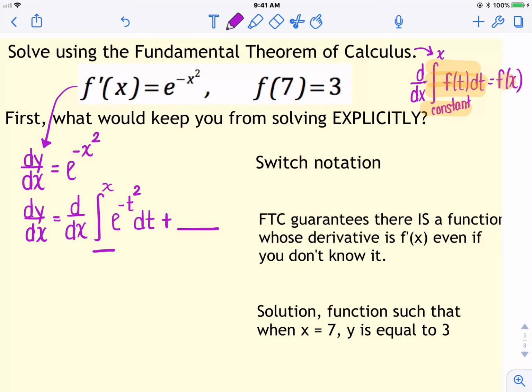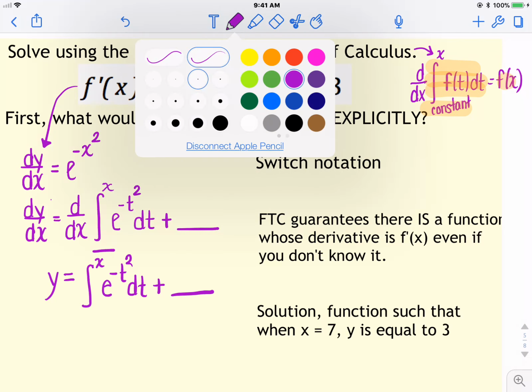So since we're looking at whose derivative this is, we're going to say, okay, if this was the derivative, then the y function was, again, both sides have a derivative in that sense. The y function was this integral from something to x of e to the negative t squared dt, plus a constant. So that'd be our general solution, a plus c kind of thing.